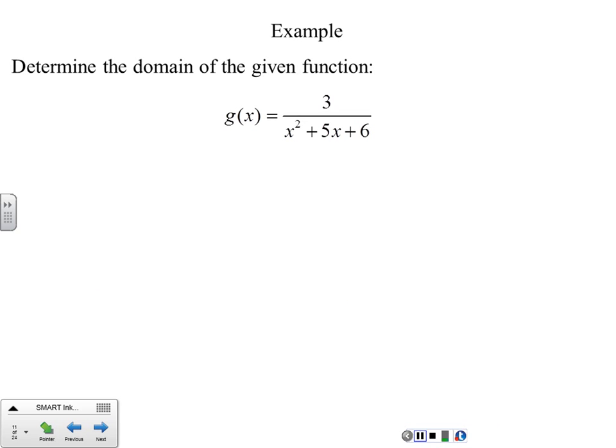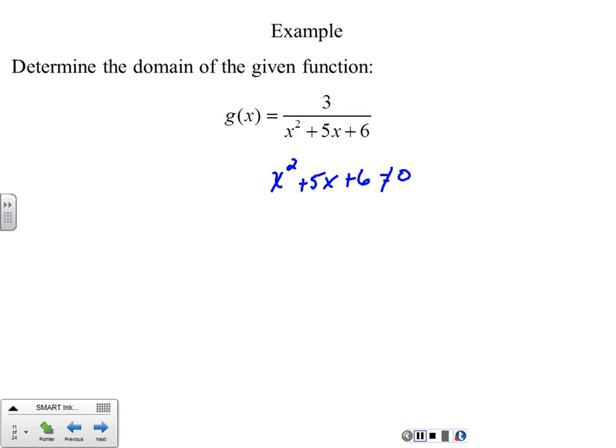But look, the directions say determine the domain of the given function. Well, your given function is a fraction. So once you practice this, you should say to yourself, oh, I have a fraction. My denominator cannot be equal to 0. And that's what you're going to do. So let's take this denominator, and let's say it cannot be equal to 0. That denominator cannot be equal to 0.